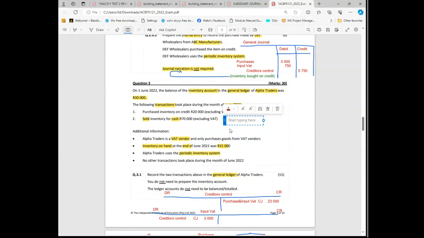Because of bank, you can see cash? Bank, yes. Cash, bank. And then the other account is purchases. No, you're not buying. But it says periodic inventory system. Yes, but are you buying? You can only say purchases if you were buying inventory. So it was cost of sales. No. So I don't understand.